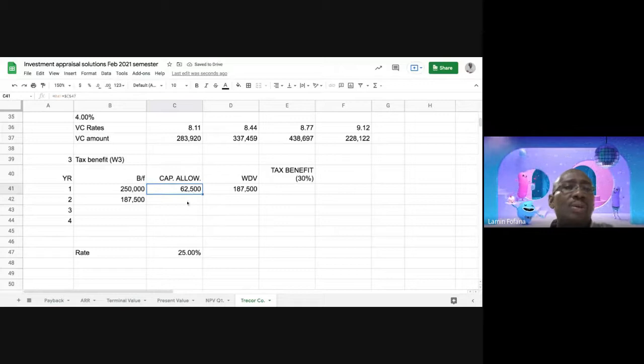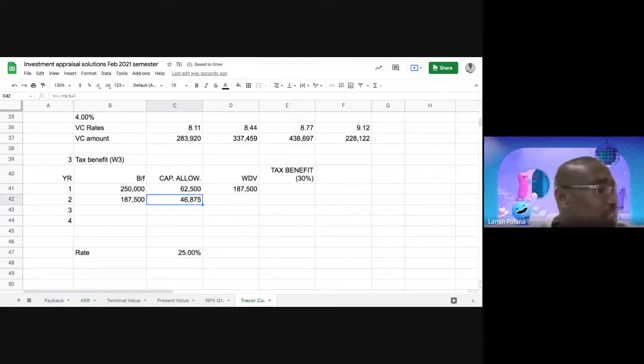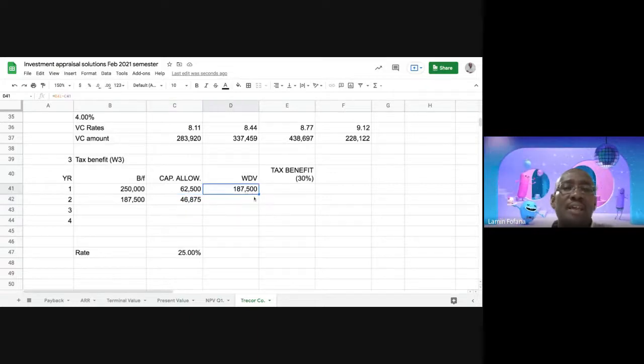Now we can use our formula. We just replicate it here. If you replicate it, you will get 46,875. Because that will be the written down value, the brought forward for year 2. The net book value for year 2, multiplied by the rate of 25%, gives you that. And if we replicate this formula also, our written down value at the end of year 2 will be 140,625.